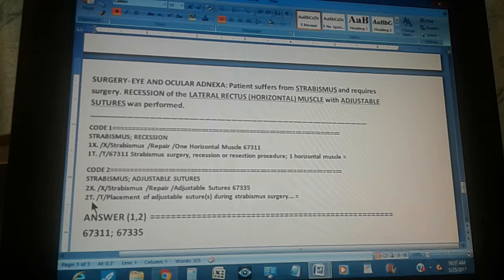So the code number 2 through the tabular is found like this. First you go to tabular. Then you go to the number 67335, right? Okay, then you read that. What does it read? 67335 is placement of adjustable sutures during strabismus surgery. Which is exactly what we have. That's why we have an equal sign at the end, and that's why we need that second code. So those are our 2 codes, 67311 and 67335.